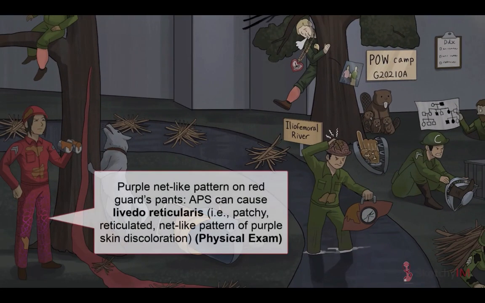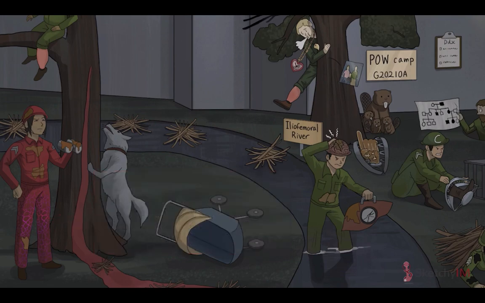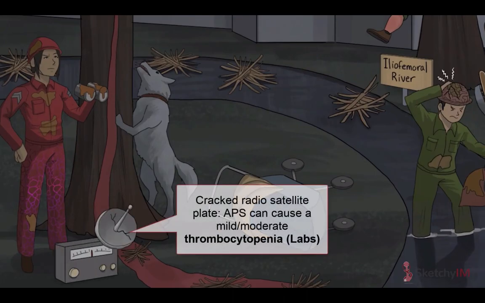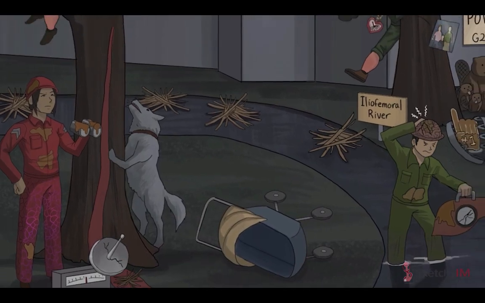One last classic exam finding you might see in antiphospholipid syndrome is a skin condition called livedo reticularis, which is caused by dermal thrombosis. It looks like a patchy, reticulated, net-like pattern of purplish discoloration on the skin, kind of like the pattern on our Red Guard's pants. If you've studied up on antiphospholipid syndrome before, you might have heard about these unique lab findings. First, APS frequently causes a mild to moderate thrombocytopenia, although it's usually not significant enough to cause bleeding issues. We are talking about a hypercoagulable disorder, after all.